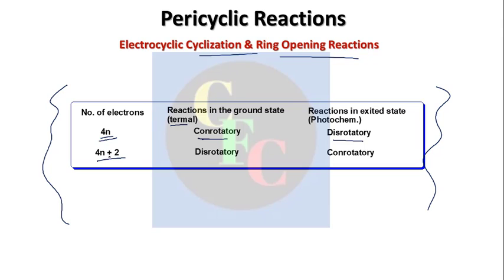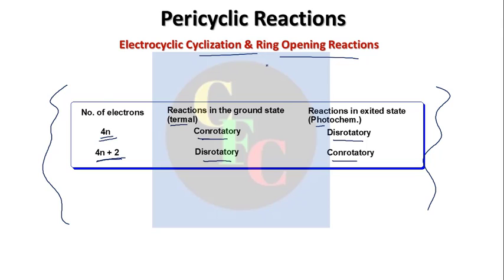And for 4n plus 2 pi system, that is our example of this 6 pi system, just the opposite will happen. Now the thermal condition will give disrotation and photochemical condition will give conrotation as the product. So with this we can end our discussion on electrocyclic cyclization and ring opening.